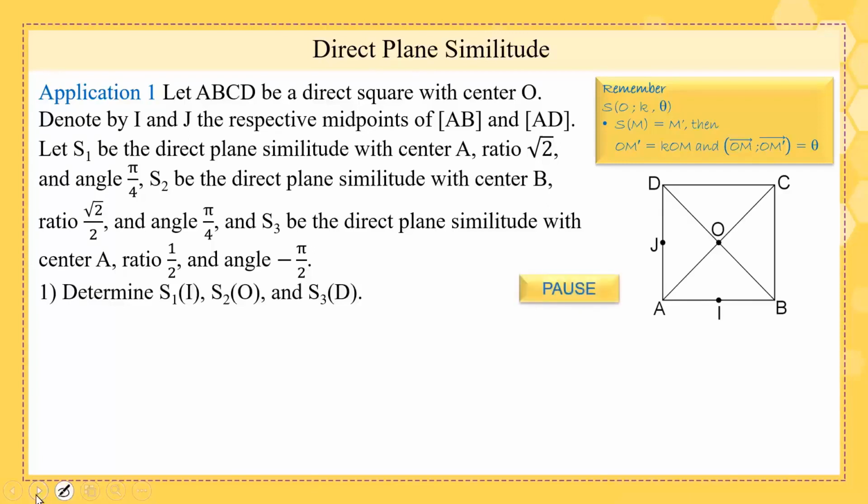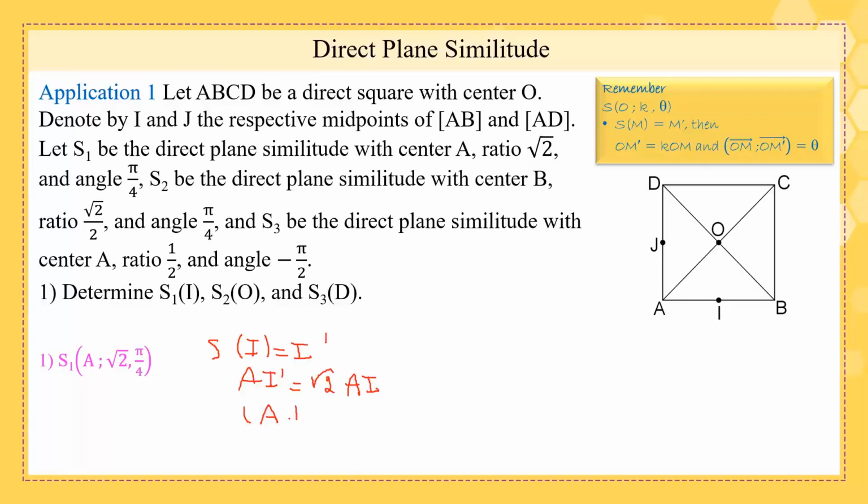Please stop the video before you see the solution and try to solve it alone. Let us go to the solution. First, S1 is of center A, ratio radical 2 and angle pi over 4. To find the image of I by S1, you must search for a point I prime such that AI prime equals radical 2 AI, and the angle between vector AI and vector AI prime must be equal to pi over 4. If you look here at the figure, you see that the triangle AIO is a right isosceles triangle, and you can prove it easily.